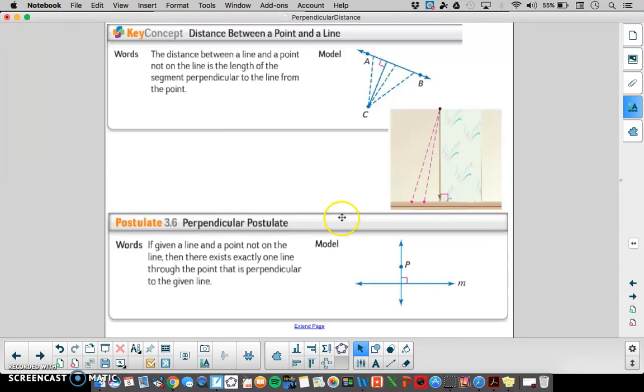We have this perpendicular postulate. So this says, if given a line and a point not on that line, so given line M and then point P, which is not on that line, then there exists only one line through that point that is perpendicular to that given line. So through point P, this is the only line that I can draw that's perpendicular to line M.